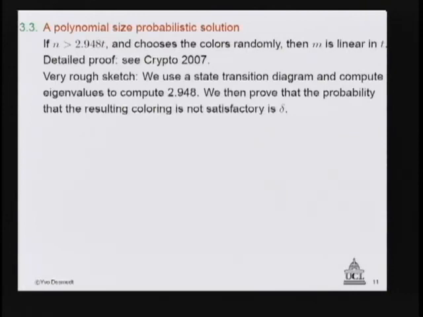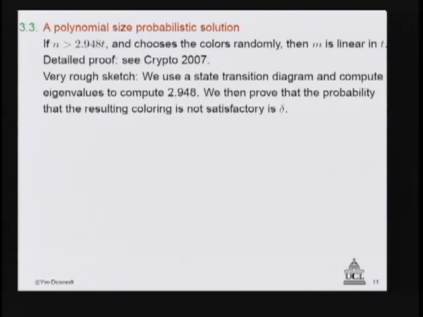It basically uses transition diagrams and eigenvalues, and with that we compute 2.948, and we prove that if you want the probability that the resulting color is not satisfactory to be very small, let's say delta, then this 2.948 guarantees that this will be the case. So for your delta that you choose, there will be a solution. For a certain delta, there will be a value which is linear in t, and when you choose that m and you randomly choose the colors, then the probability that this is not satisfactory is only going to be delta.